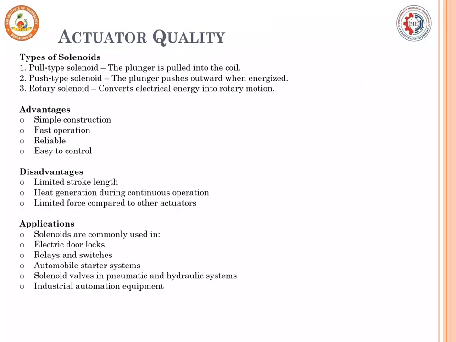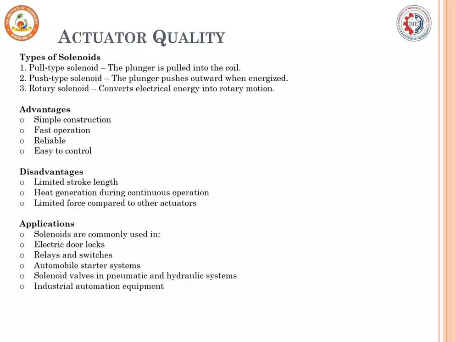Types of solenoid actuators: there are pull type solenoids, push type solenoids, and rotary solenoids. In the pull type solenoid, the plunger is pulled into the coil. In the push type solenoid, the plunger pushes outside when the coil is energized. A rotary solenoid converts electrical energy into rotary motion. The advantages are that it is very simple in construction, has fast operation, and is reliable and easy to control.